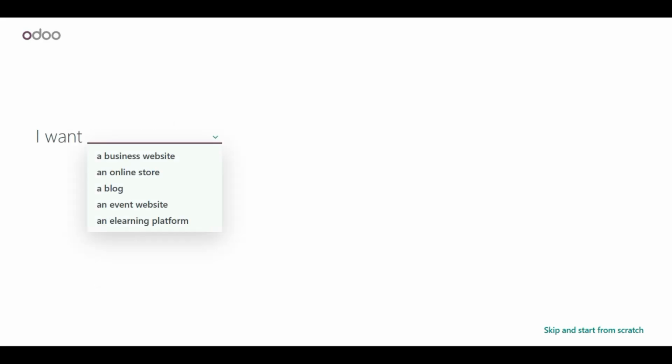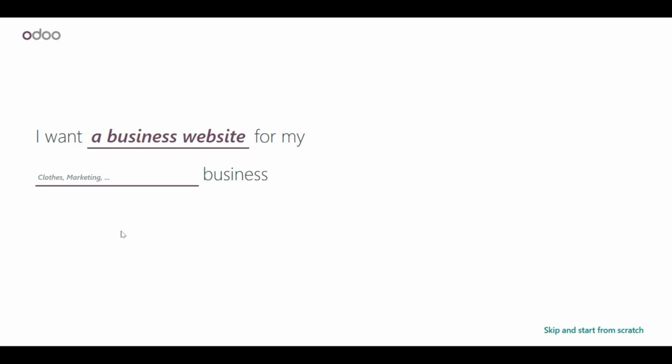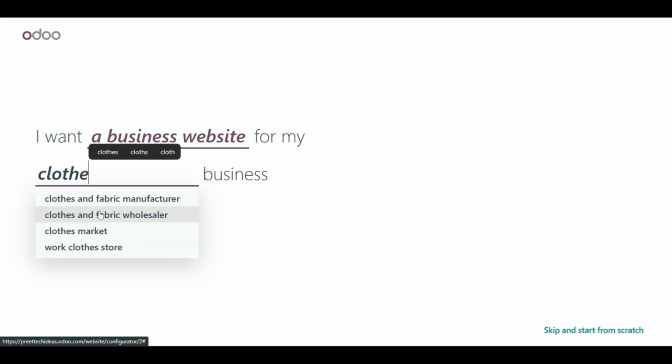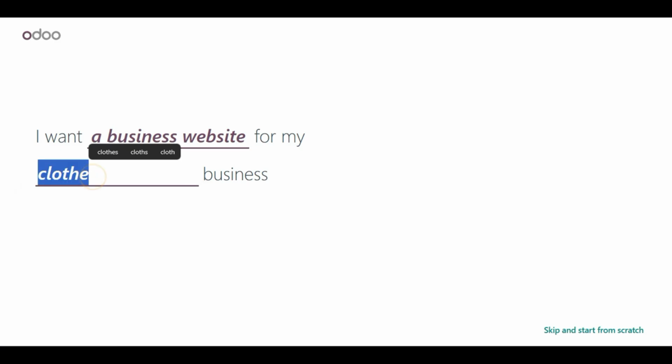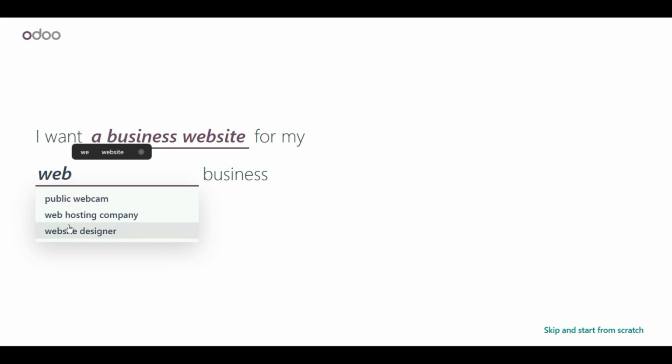And here first we have to choose what type of website we want to build. If you want to build a business website, online store, a blog, event website, or e-learning platform. So let me choose business website. And here we have to choose what type of business you have. Let me put here clothes and fabric manufacturer, anything you can search here. Or let me search for digital marketing, digital printing. Let me search for web designer, web hosting company.